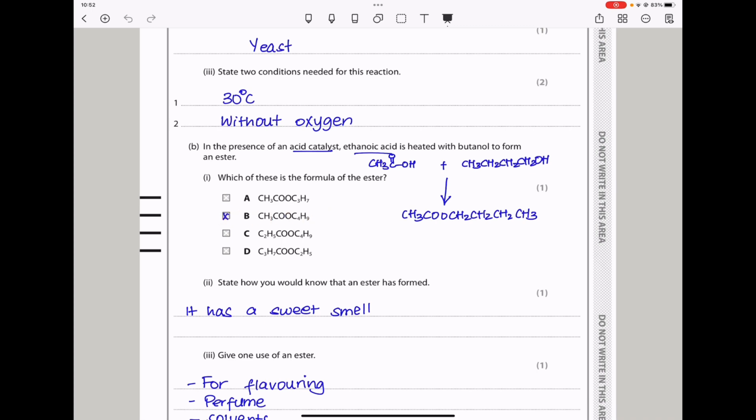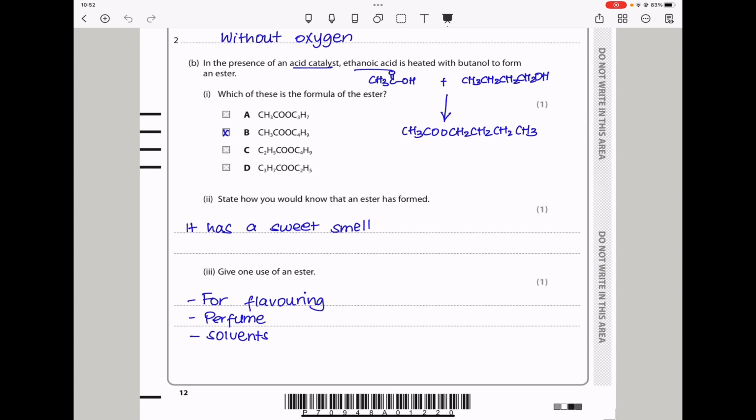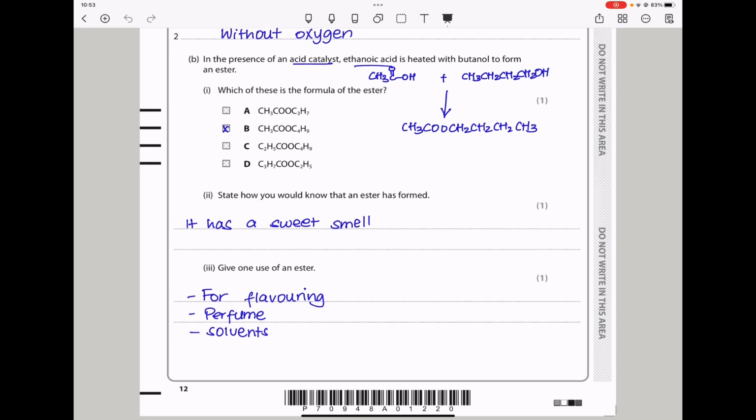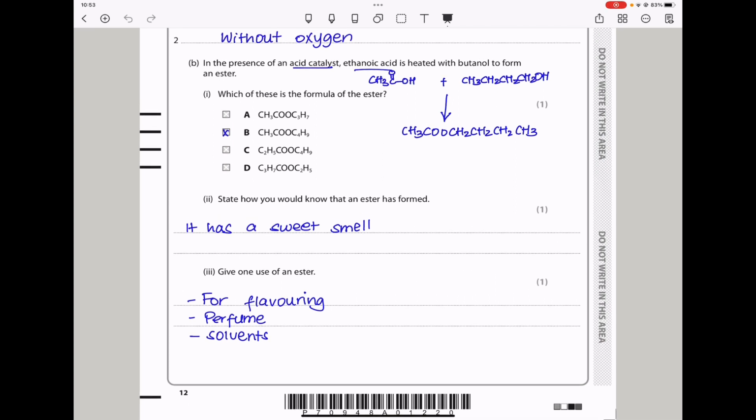Next they say, state how you would know that an ester has formed. An ester has a sweet smell. So when you smell something sweet, then that's proof that an ester has been formed. Next they say, give one use of an ester. It can be used for flavoring. It can be used for perfume, as well as in solvents.